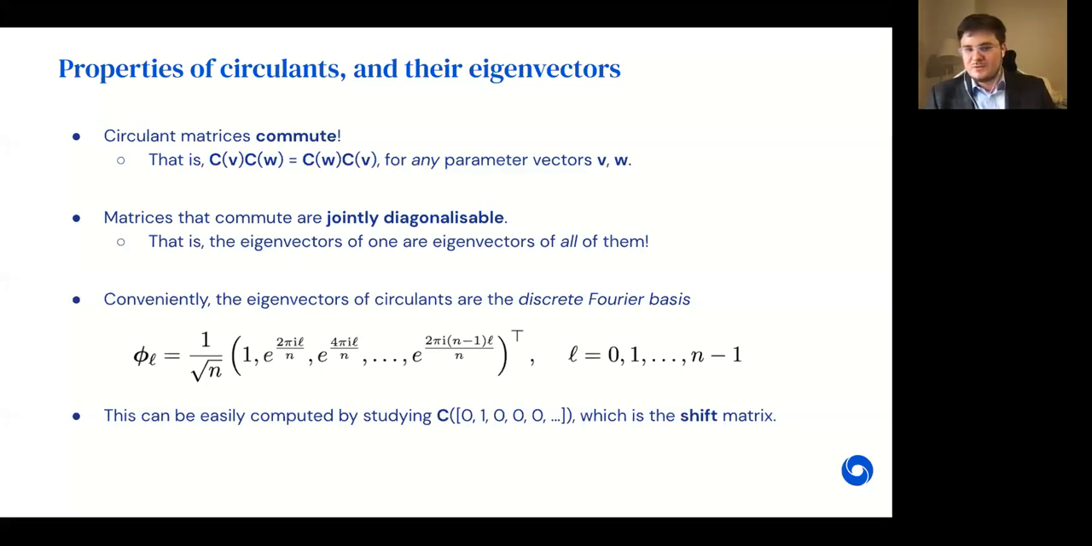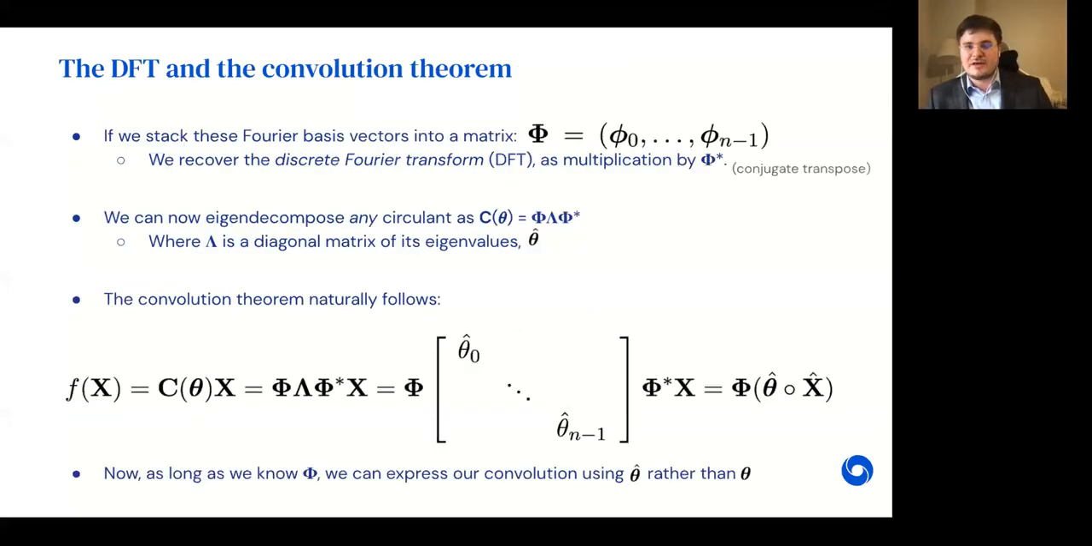And you can very easily compute these eigenvectors by studying one circulant matrix like the shift matrix, which has only one parameter in the second position. Now, if you stack these Fourier basis vectors into a matrix, you recover exactly the discrete Fourier transform, because if you multiply by the conjugate transpose of this matrix, you transport your signal into the spectral domain. And because all the circulant matrices share this eigendecomposition, you can decompose any circulant matrix as a product of the Fourier basis times a diagonal matrix of eigenvalues times the conjugate transpose of the Fourier basis.